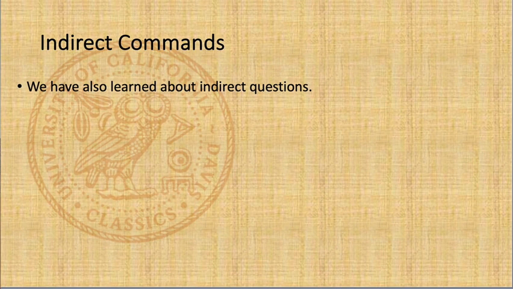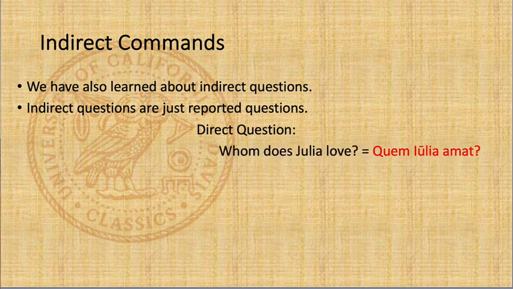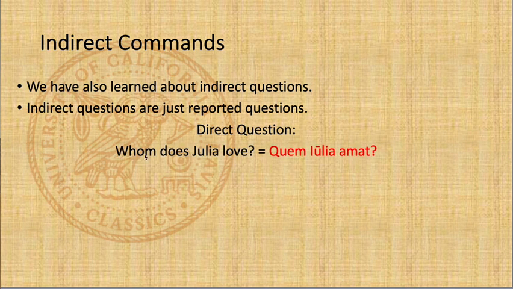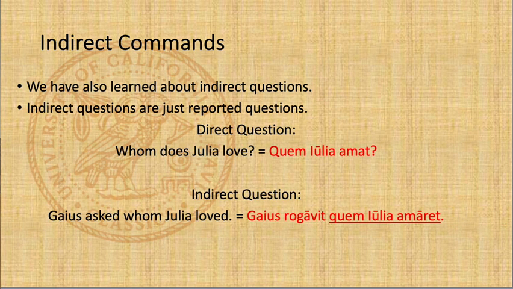We have also learned about indirect questions. Indirect questions are just reported questions. For instance, whom does Julia love? Quem Julia amat in Latin? The indirect question form of whom does Julia love in English is whom Julia loved. We can say Gaius asked whom Julia loved, and whom Julia loved is a report of Gaius's actual direct question, whom does Julia love?